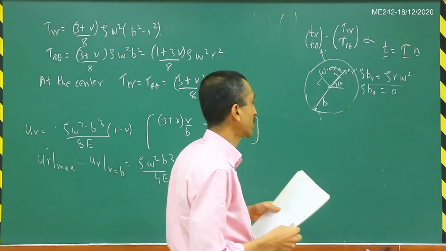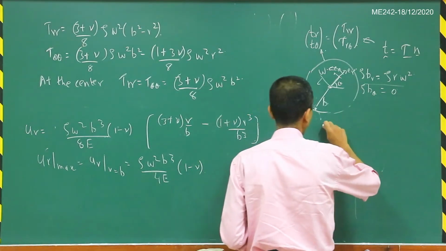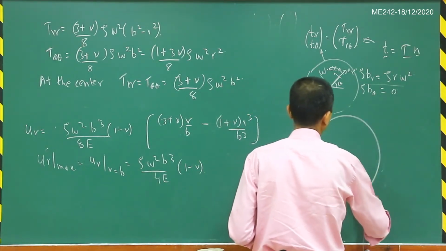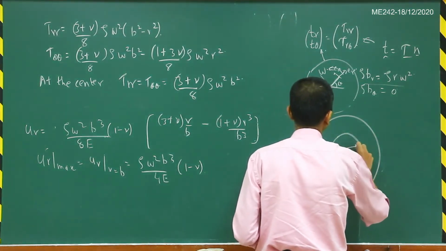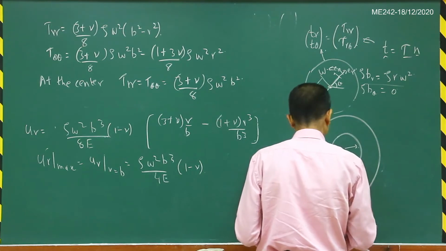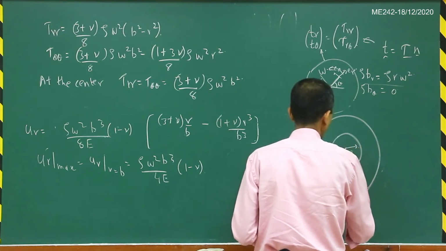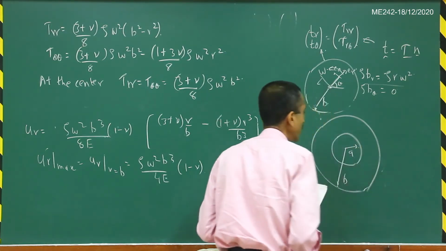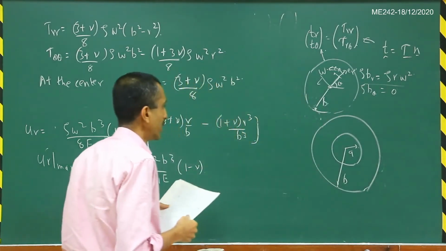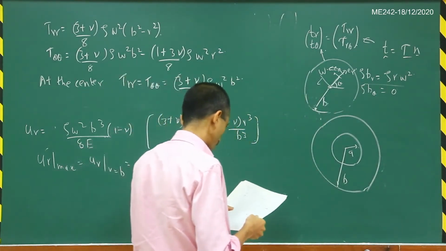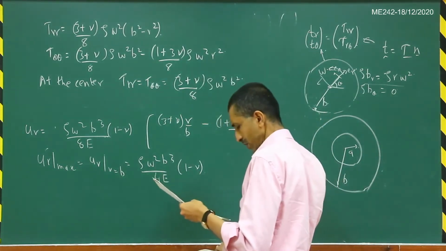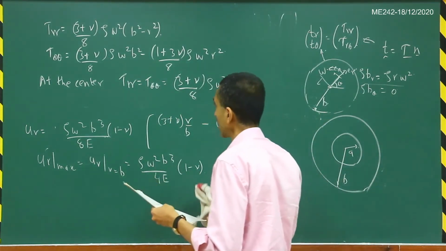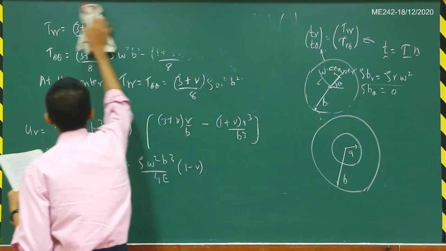Now let us take a case of a hollow disk, right? So now let us take the case of a hollow disk. Now the inside radius is A, and let's call the outside radius B for this particular case. Okay, so now let us look at what is the solution that we get.